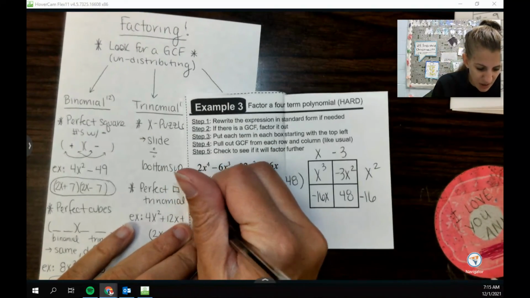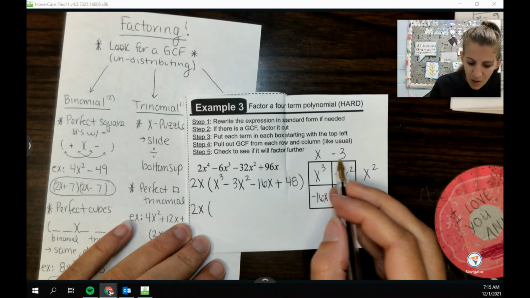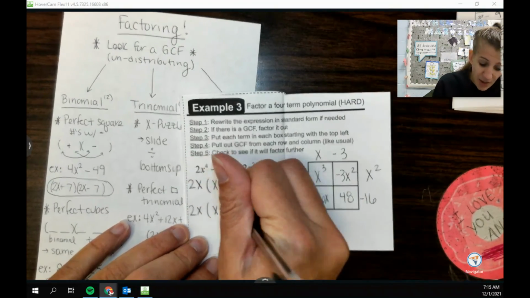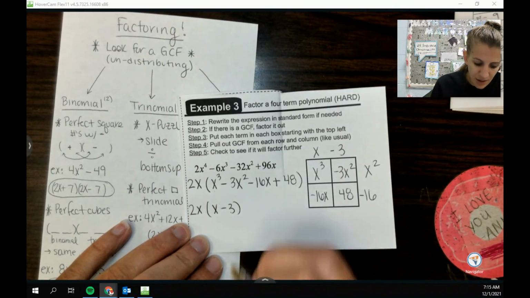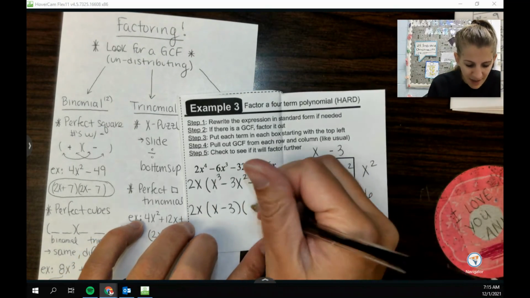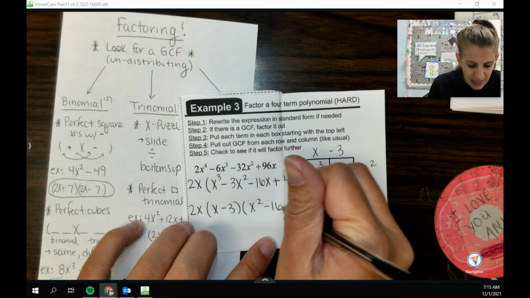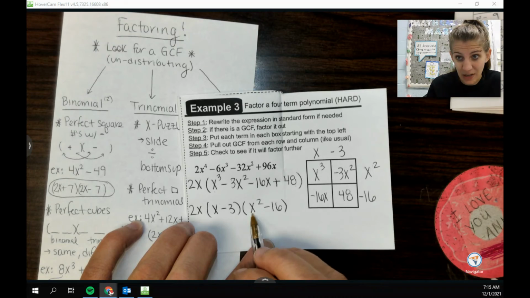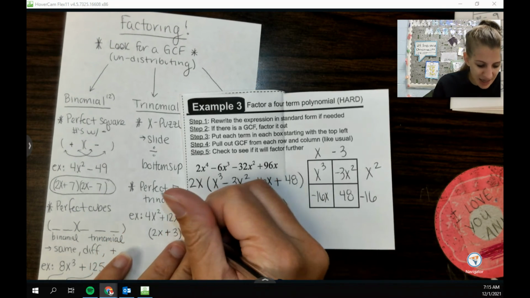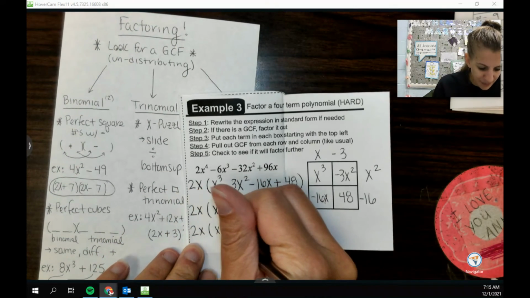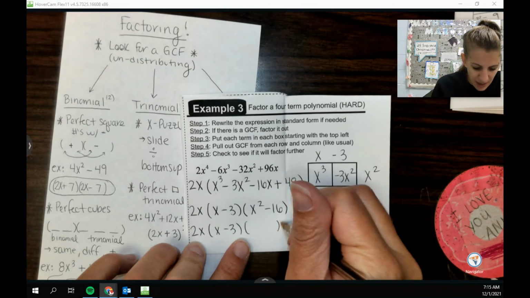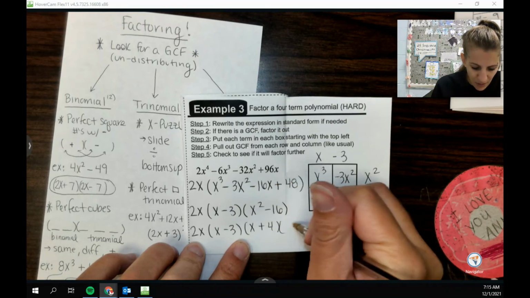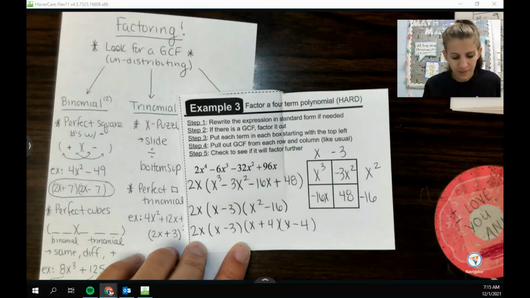So 2x is chilling. One factor is x minus 3, and I know that that one's done because it's linear. And then the next one we have is x squared minus 16, and that one's not done because those are perfect squares and a subtraction sign. So we'll go one more time. And we'll get two binomials, 1 plus, 1 minus, x and a 4 in both.